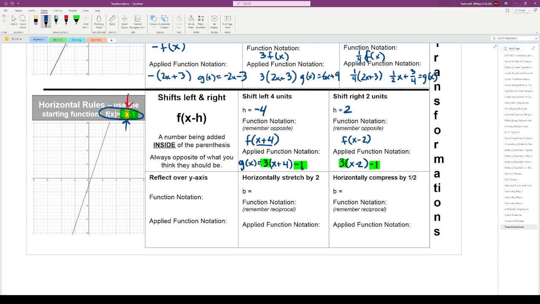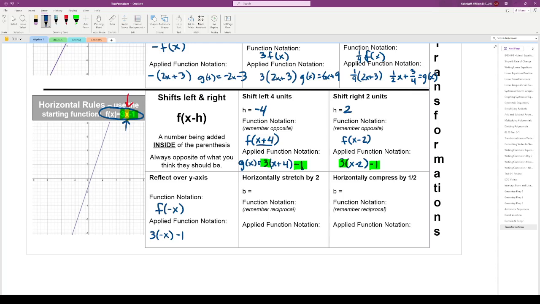Okay, so reflect over y-axis. So that is f of negative x. So instead of making everything negative, we're just switching the x part. So the 3 stays the same, then x gets replaced by negative x, and then we have the minus 1 like always. So combining these two, we'd get negative 3x minus 1 as our finished function.